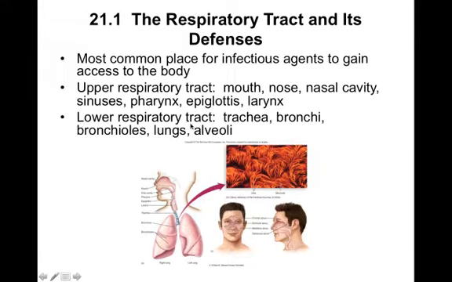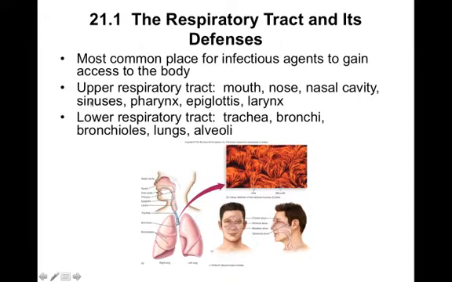Because the respiratory tract is constantly taking in oxygen and constantly releasing carbon dioxide, because we're breathing on a very regular basis, it is constantly bombarded with tons and tons of potential pathogens. So for that reason, most infectious diseases gain entrance into the body via the respiratory tract.